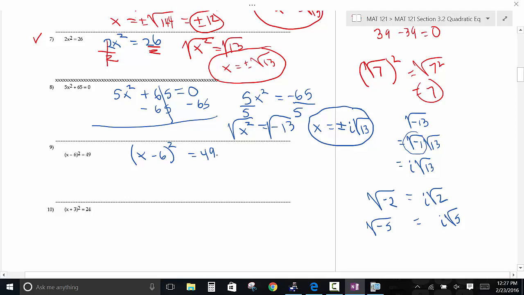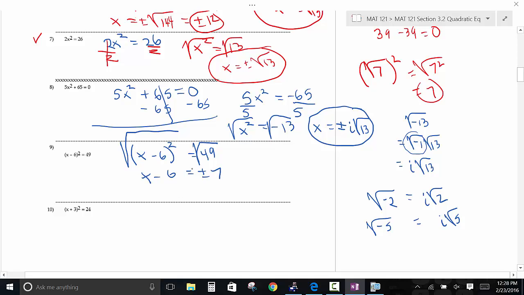Don't go through and FOIL this. That would waste your time. What you do is you have a square isolated. So what you're going to do is take the square root of both sides like that. So what's the left side going to be? X minus 6. What's the right side going to be? And don't forget the plus or minus, okay, because you have to have that. If you forget that, you're going to miss an answer.